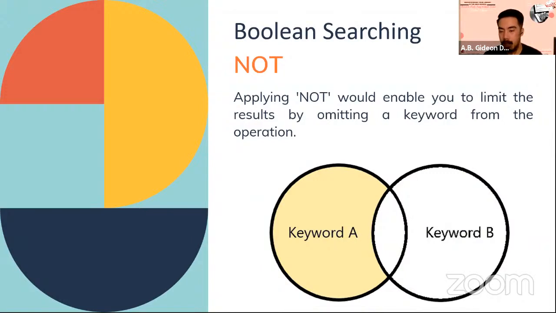So obviously, using the NOT operator would only restrict you to only one of those keywords. So keyword A, NOT keyword B. Okay? So obviously, the Venn diagram would explain that.